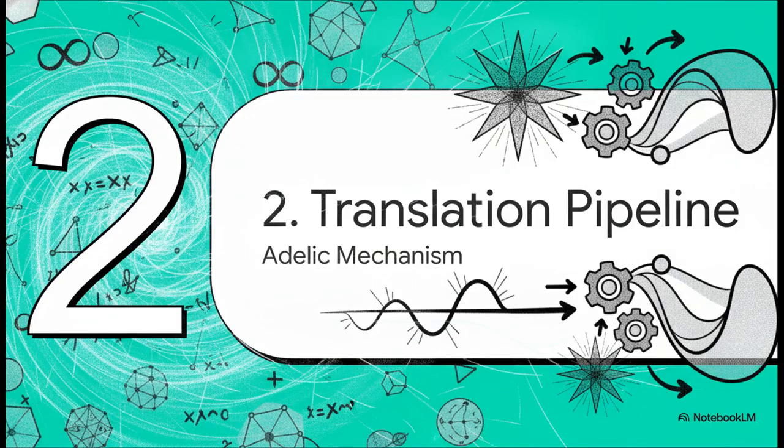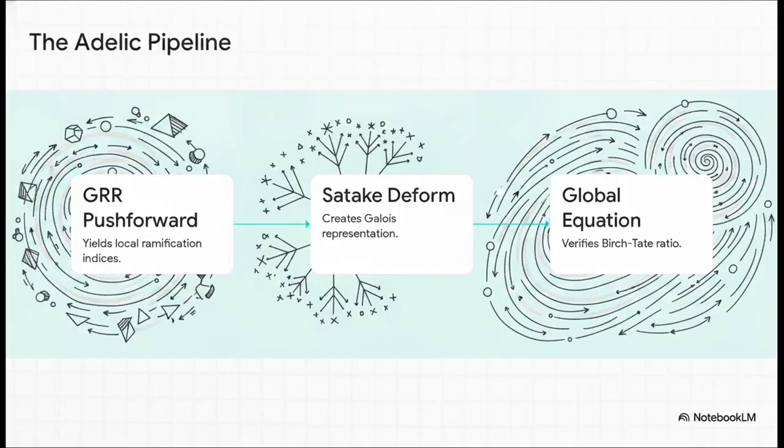Moving on to section 2, the Adelic translation pipeline. To actually get from that abstract identity to physical reality, we need a mathematical translation mechanism. Think of this pipeline like a massive mathematical manufacturing plant. It relies on three main mechanical steps to process our data stream: the GRR pushforward, the zeta K deformation, and finally, global functional equation integration.